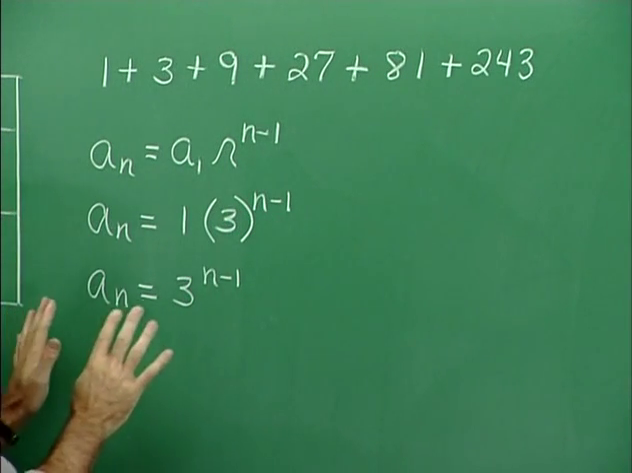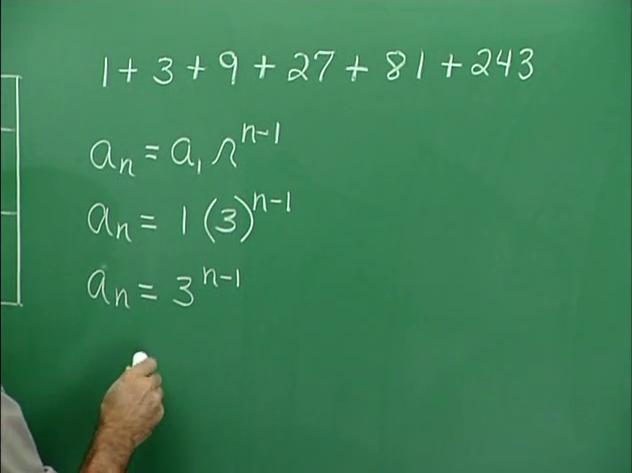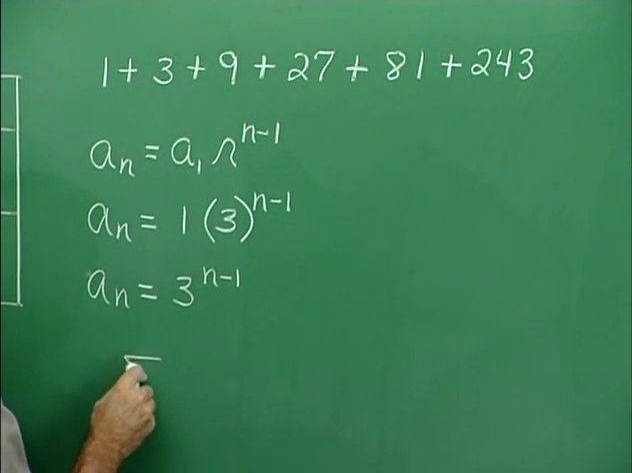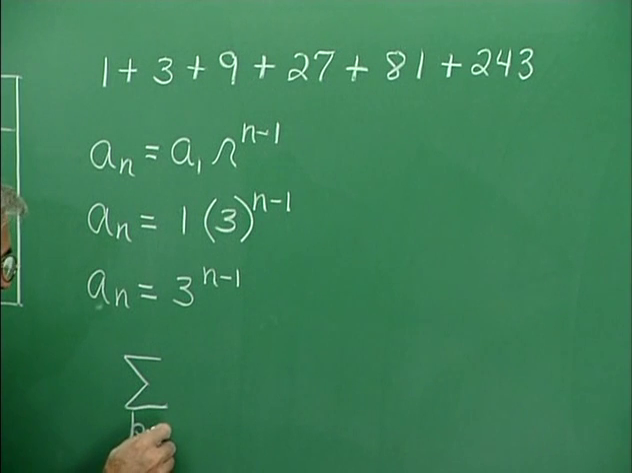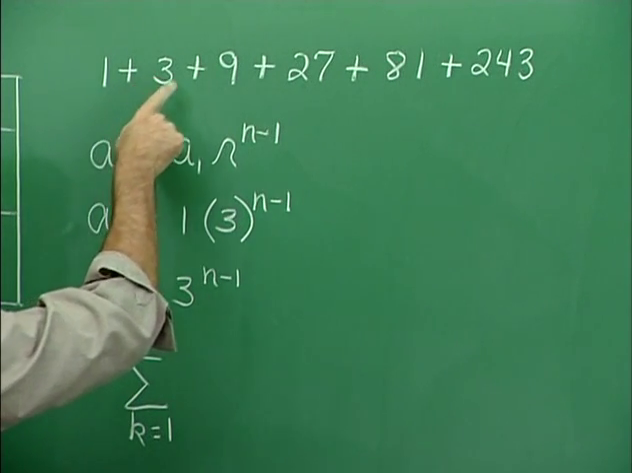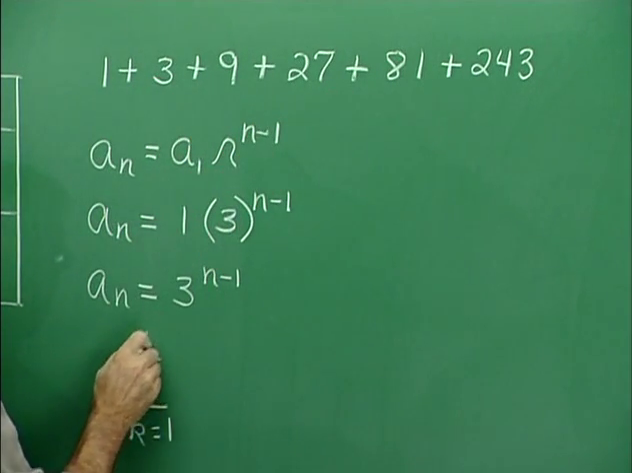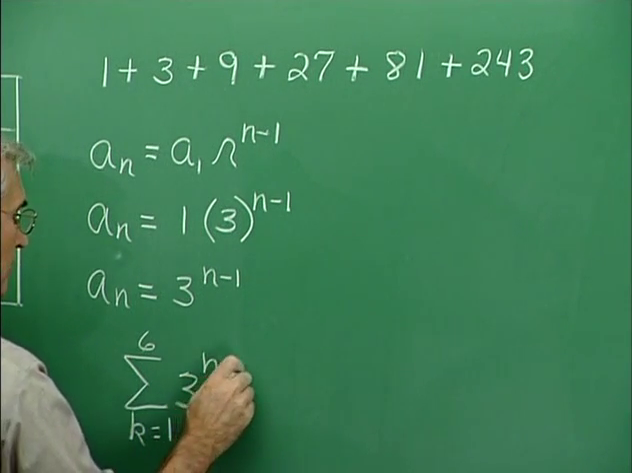Now, using this expression, we could actually write the request for summation using the summation notation. It could go something like this. I'll let k be the counting mechanism on the index. And let's say we're going from 1 to, let's see, 1, 2, 4, 6. 1 to 6. We have 6 items, you see. And it's 3 to the k minus 1.